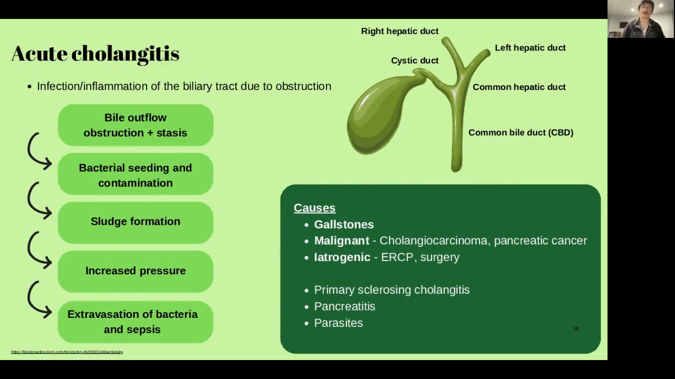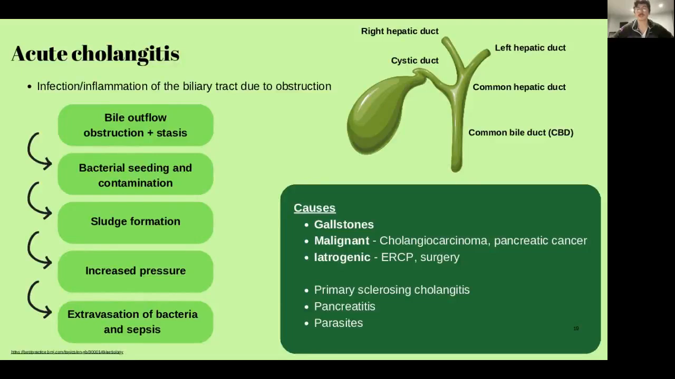So you've got the blocked tube. You've got the bile sitting there. It forms a sludge. The pressure increases, and then eventually you get extravasation of the bacteria growing there, causing sepsis.